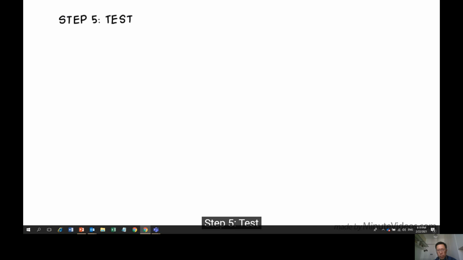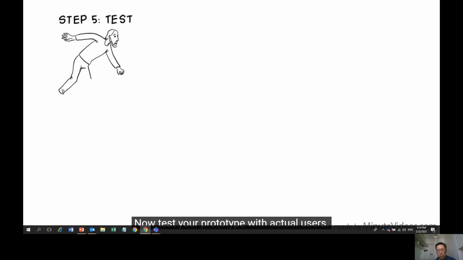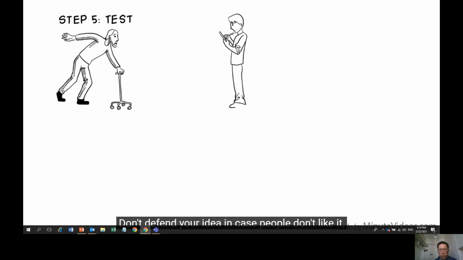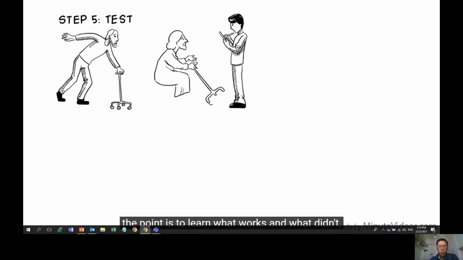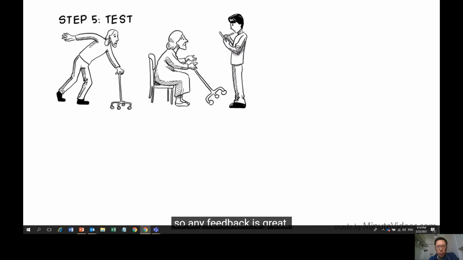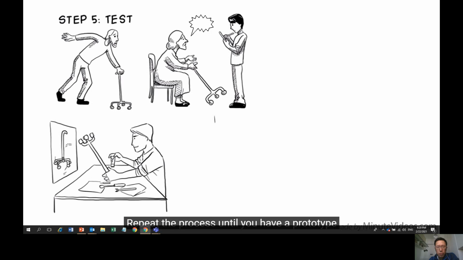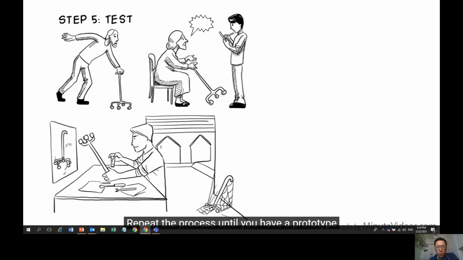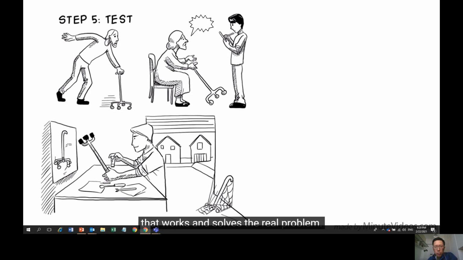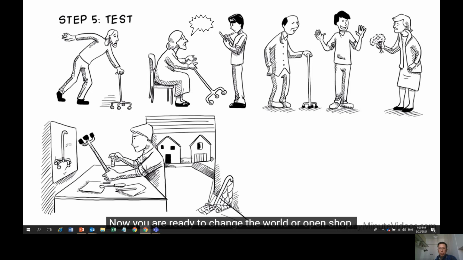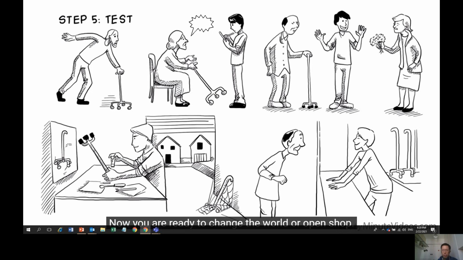Step 5. Test. Now test your prototype with actual users. Don't defend your idea in case people don't like it. The point is to learn what works and what didn't, so any feedback is great. Then go back to ideation or prototyping and apply your learning. Repeat the process until you have a prototype that works and solves the real problem. Now you are ready to change the world or open shop.